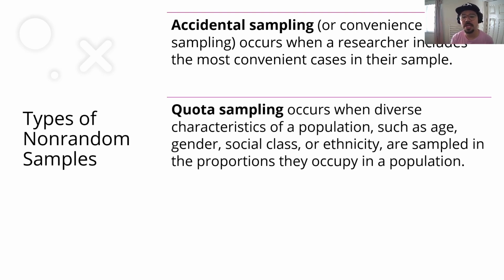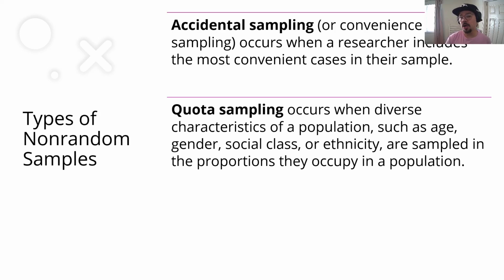Quota sampling occurs when diverse characteristics of a population, such as age, gender, social class, or ethnicity, are sampled in the proportions they occupy in a population. If I'm studying MSJC students as my population, and let's say I learn that, and I actually think this might be the case, maybe around 52. I might be making that number up, to be honest, but let's just say, for the sake of what we're talking about, MSJC is designated as a Hispanic serving institution, in part because we have a very large Hispanic population within our campus, within our school.